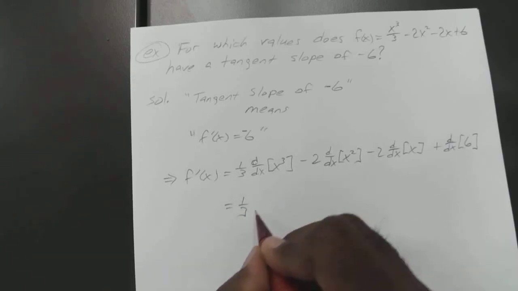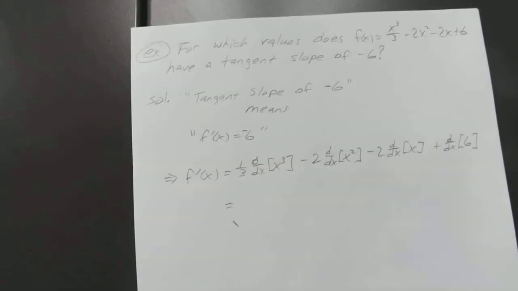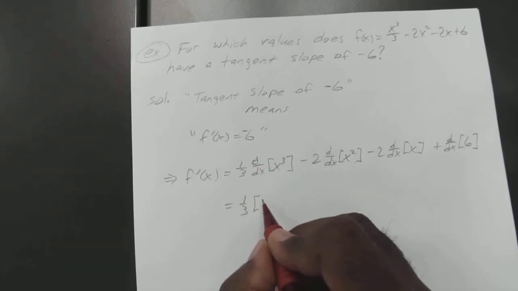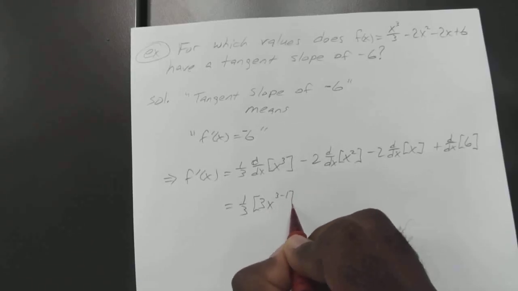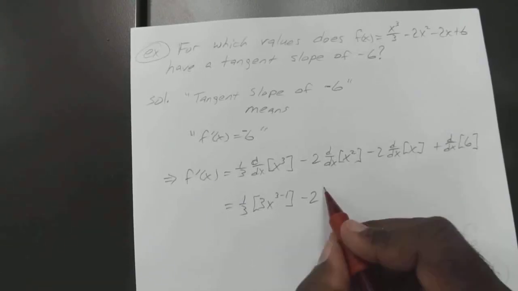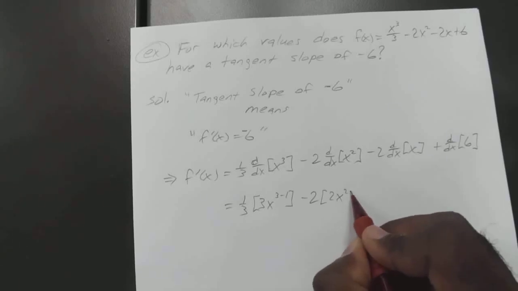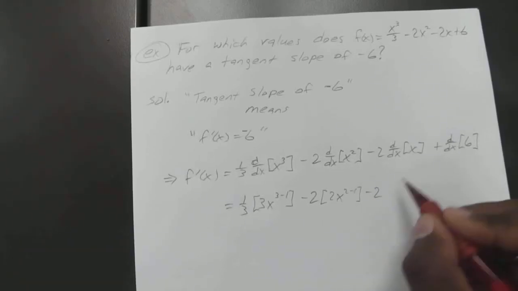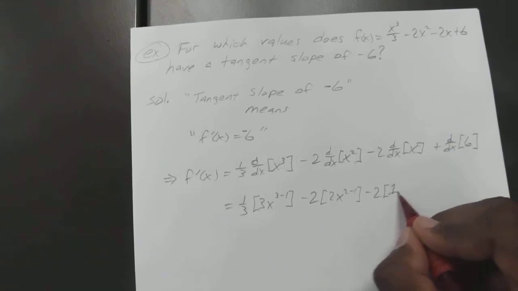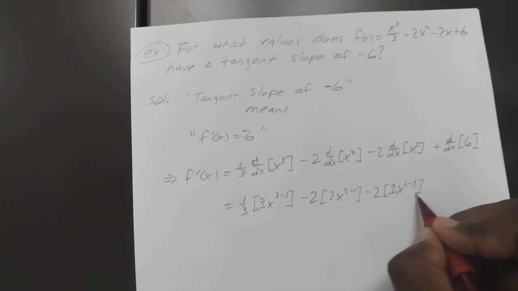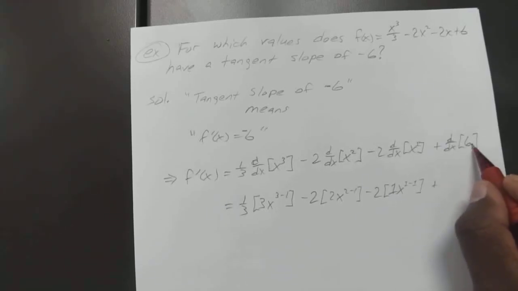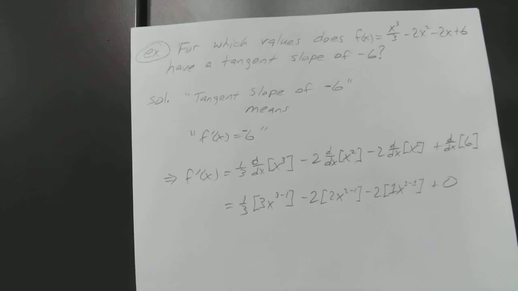All right, so that's going to be 1/3. Derivative of x to the third, you're going to bring the 3 down to the front and subtract 1. Minus 2, derivative of x squared, you're going to bring that 2 down to the front and subtract 1. Minus 2, that's just a 1. If you wanted to put that there, you can. But we already know the derivative of x is just going to be 1. Plus the derivative of a constant, that's just 0. So we know that automatically.